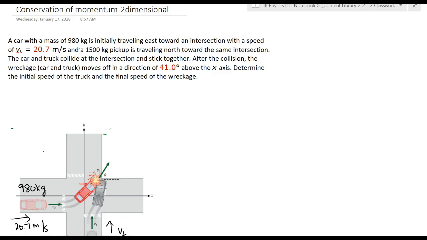With conservation of momentum as well, we're going to apply the momentum conservation equation to the x-axis and then again look at the momentum vectors on the y-axis and apply the equation. So here is an example problem from WebAssign.